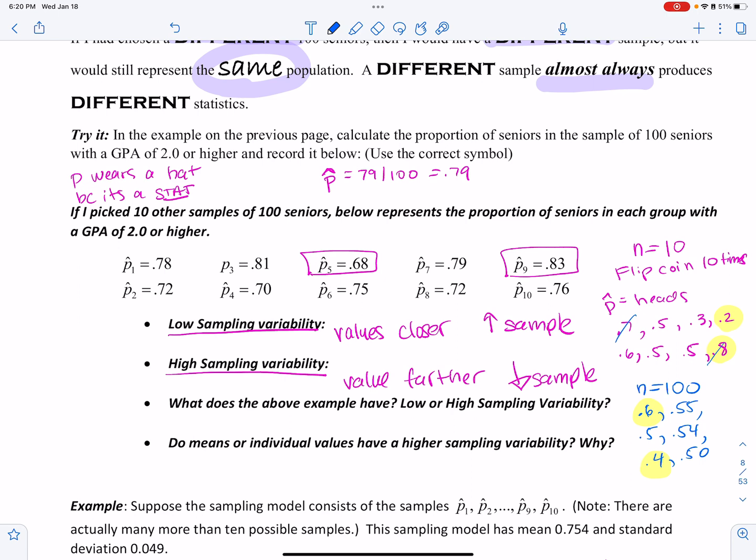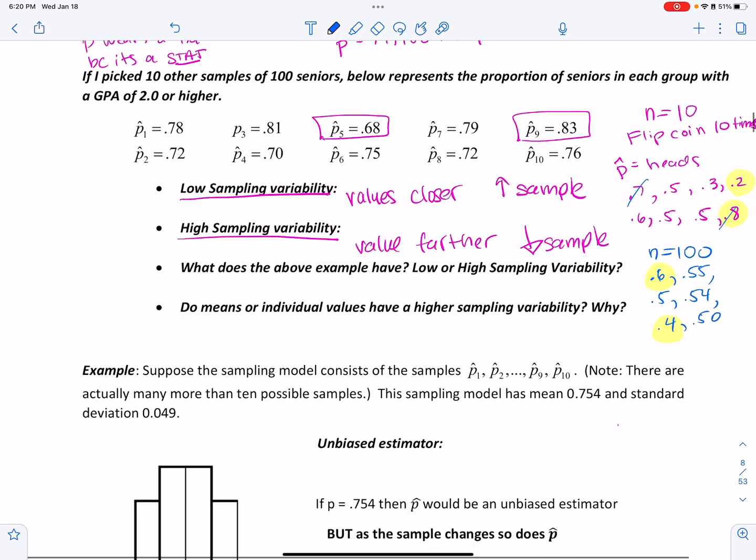All right, so for this sampling variability, it's kind of a mid sampling variability. It's not super high, it's not super low, but if we wanted a better sampling variability, of course, we would increase the sample size. Instead of having 100 seniors that we could see how many percent had above a 2.0, I could do 1,000 or something like that. But this is a pretty good variability.